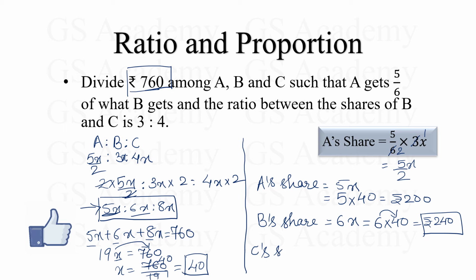Now for C's share. So 8x. Substitute the value of x. So this gets 8 into 40. 8 fours are 32. So C's share will be rupees 320.